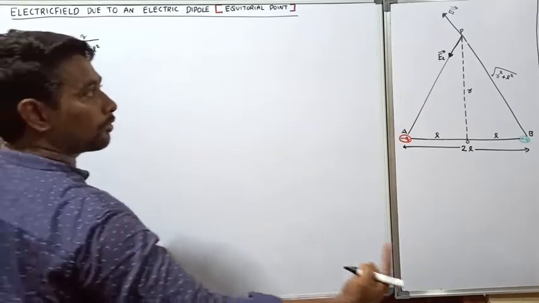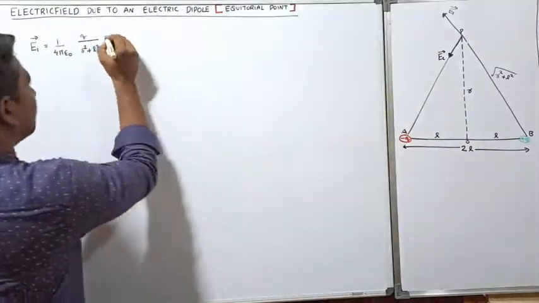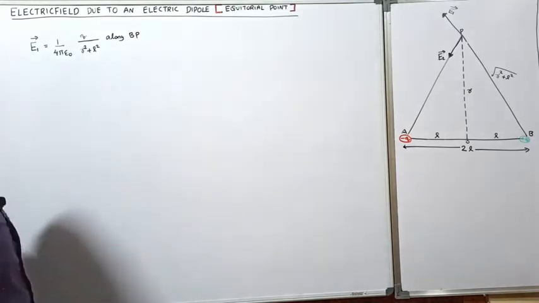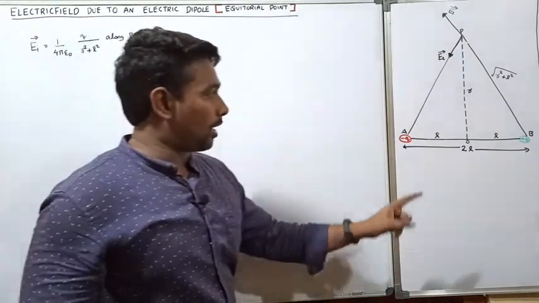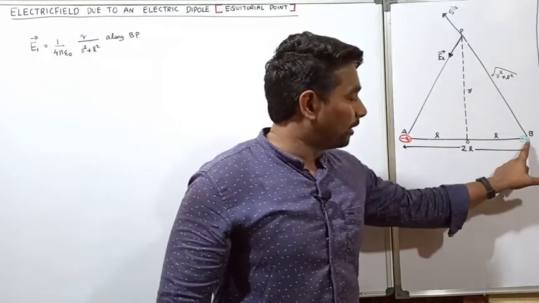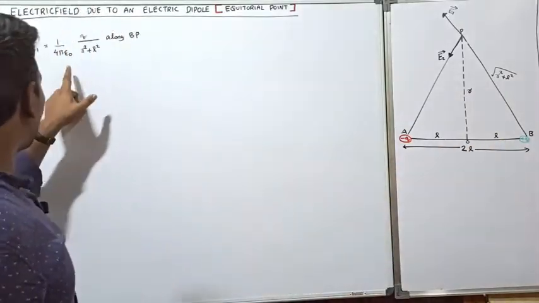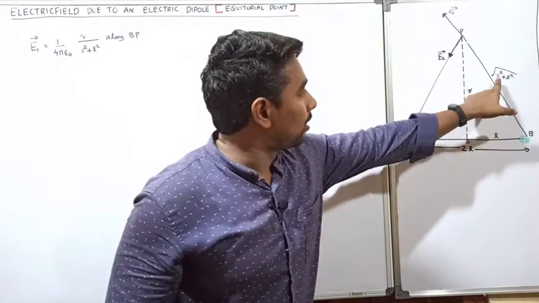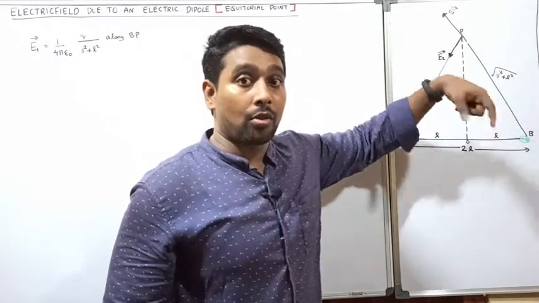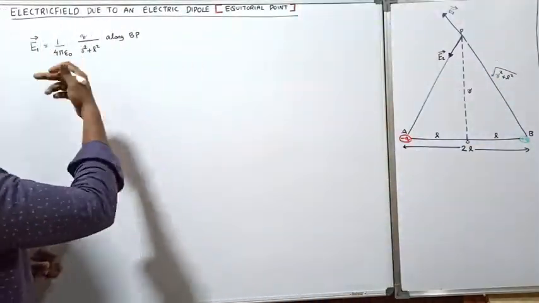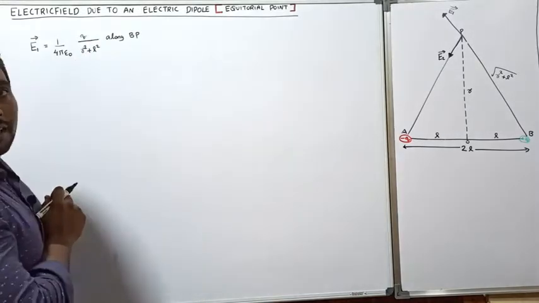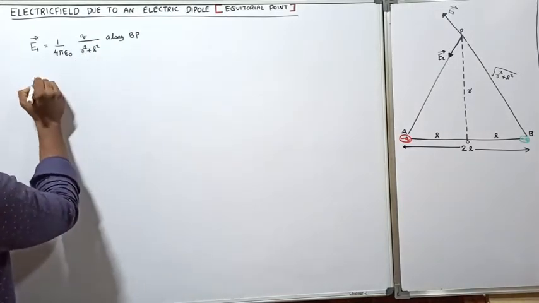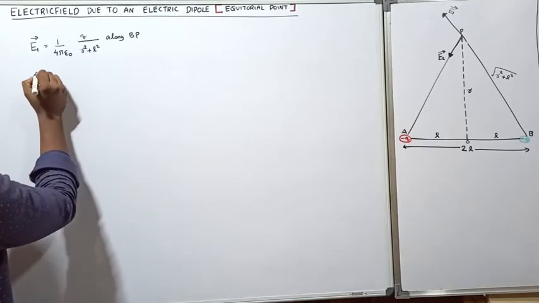What is the direction of the electric field? Along BP, right? So we have found the electric field due to this charge, that is 1 by 4 pi epsilon 0, charge divided by distance square. What was the distance? The distance was the root of r square plus L square. The square of the distance means the root will be cancelled out. That means r square plus L square. Along what direction? BP.